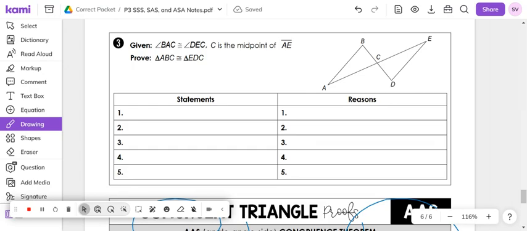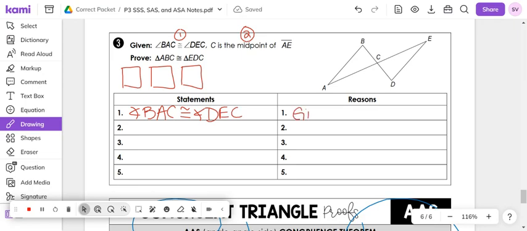We have everything completely blank, so we are going to be filling in all this information right now. We have angle BAC is congruent to angle DEC, and then we also have C is the midpoint of AE. I'm going to write down my checklist. So my first statement, again, your first statements are always what you're given. So we have angle BAC is congruent to angle DEC. That's given.